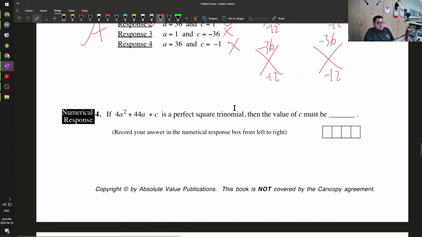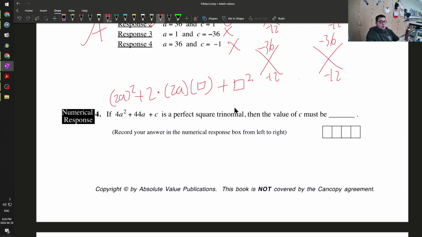4. If 4a squared plus 44a plus c is a perfect square trinomial, then the value of c must be. So 4a squared is 2a all squared, right? And the middle term must be 2 times 2a, which is the first term, times something else. And by something else, I'll just put a square here. And then the last term is this square thing squared.